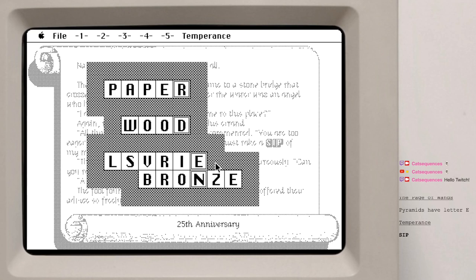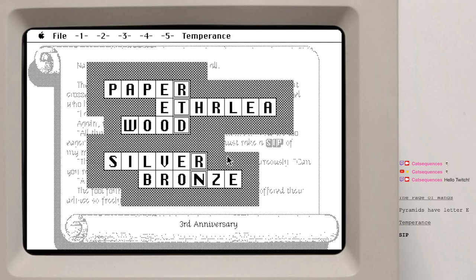25th anniversary. Oh, that doesn't immediately jump to mind. What's a material that's got those letters in? Silver. There you go. Silver. Third anniversary. Oh. That's going to be a fairly mundane material, I think. Earth. Earthle.